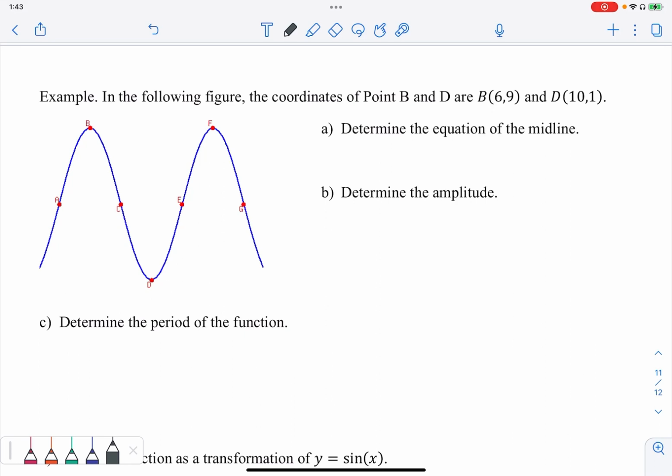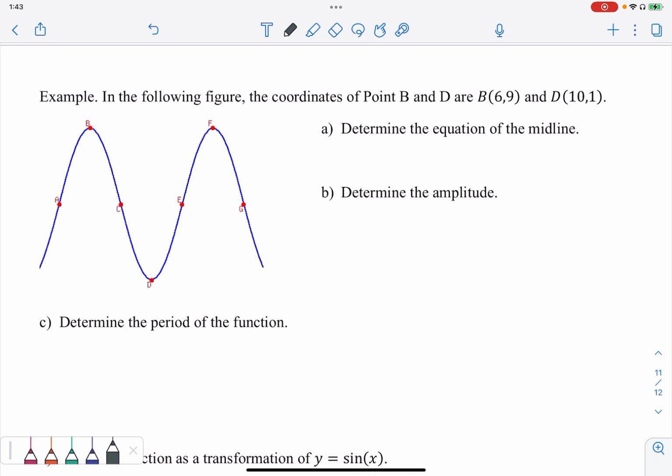In the following figure, the coordinates B and D are (6, 9) and (10, 1), respectively. So determine the equation of the midline. So what are we really doing here? Well, we're going to do a bunch of steps in order to find the equation of this graph. And we can write more than one equation to describe it depending on the shapes. So let's look first at the midline.